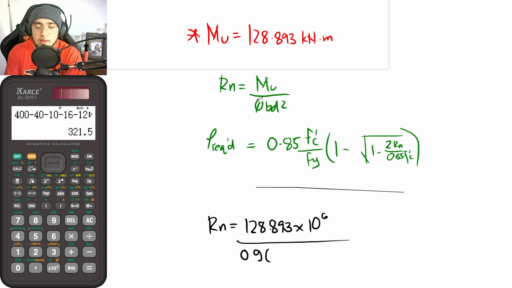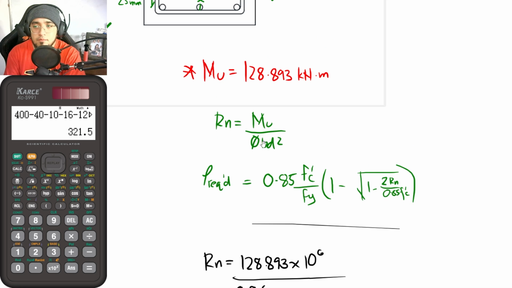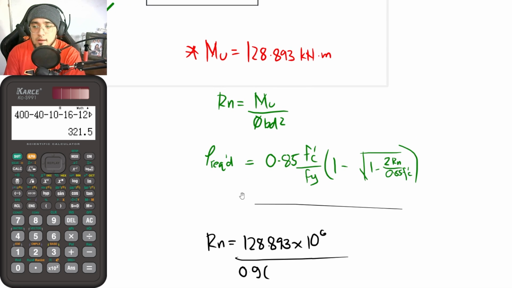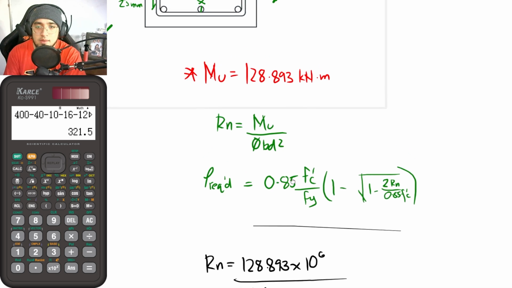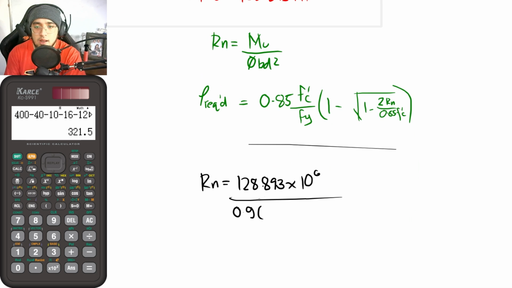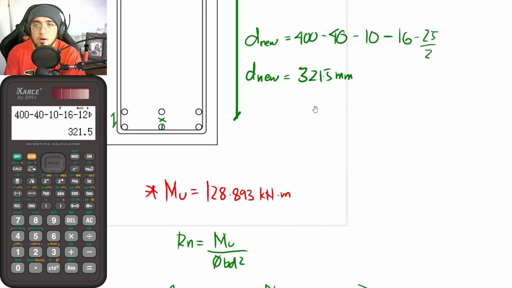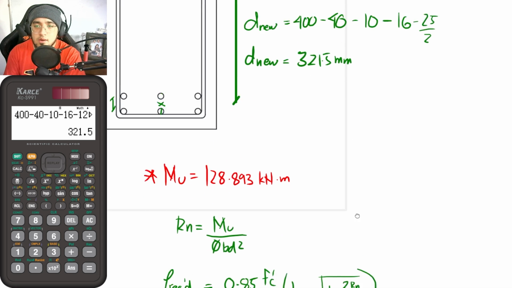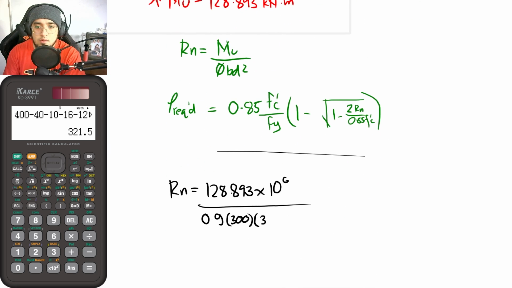Again, this value of phi 0.9 here is an assumption since I want my beam to be in a tension-controlled manner. So that is 0.9 times b, and my b once again is 300. The only thing new here is the value of d. So our new d is 321.5, so 321.5 quantity squared.